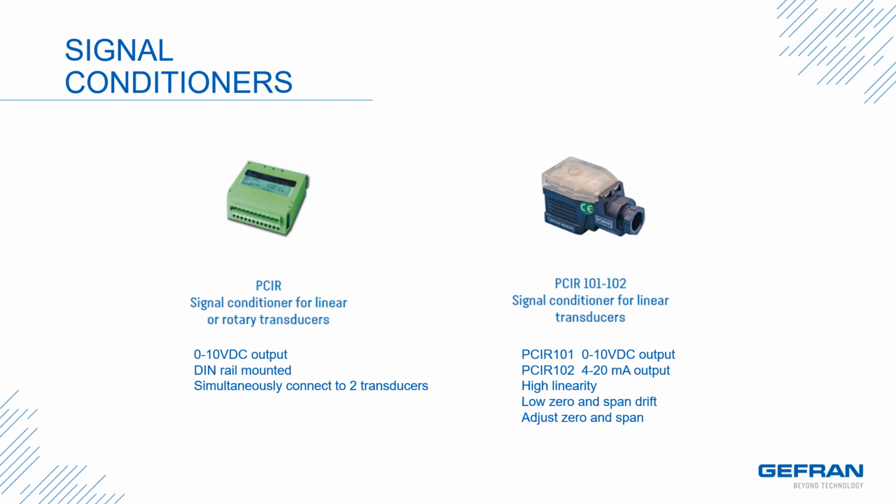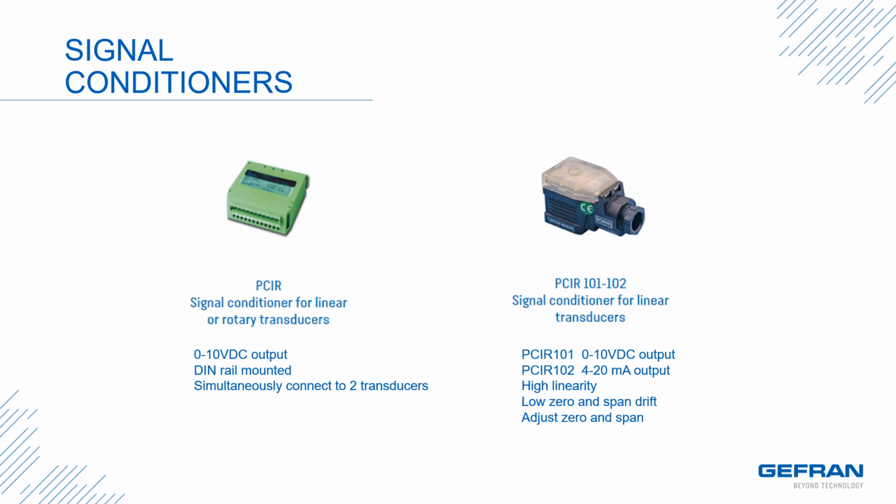The PCIR signal conditioners have been designed to enable the user to adapt the output impedance of linear or rotative displacement transducers in conductive plastic for acquisition systems or PLCs in a way that does not alter the linearity of the transducer output. The output is 0 to 10 volts DC. It is DIN rail mounted and can be connected simultaneously to 2 transducers.